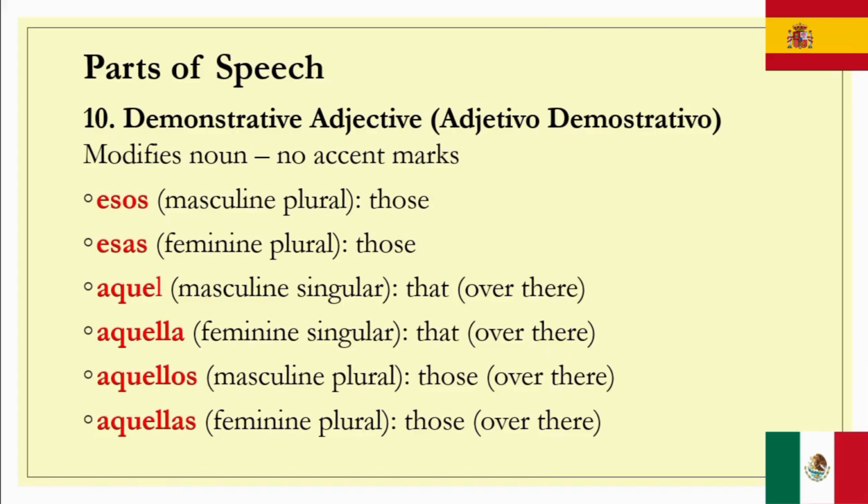That, referring to over there, masculine singular: aquel. That, referring to over there, feminine singular: aquella. Those, referring to over there, in masculine plural: aquellos. Those, referring to over there, in feminine plural: aquellas.